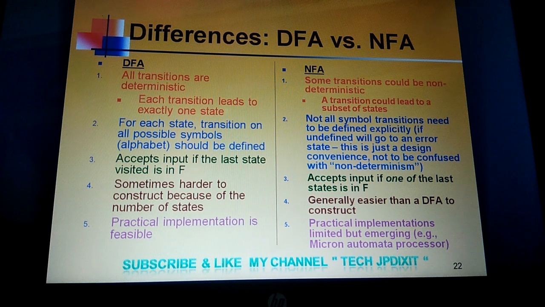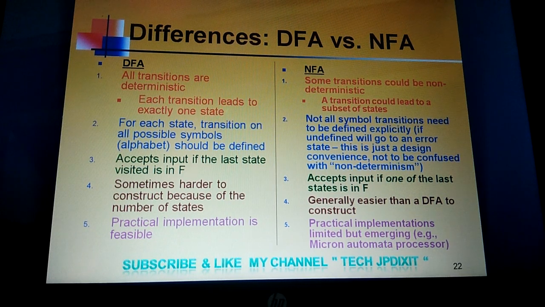In a DFA, for each state, transitions on all possible symbols of the alphabet should be defined. But in an NFA, not all symbol transitions need to be defined explicitly; if not defined, it will go to an error state. This is just a design convenience, not to be confused with non-determinism. In a DFA, input is accepted if the last state visited is in F, the final states. In an NFA, input is accepted if one of the last states is in F.